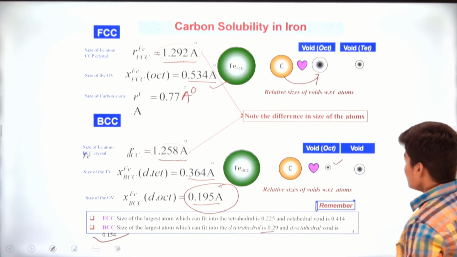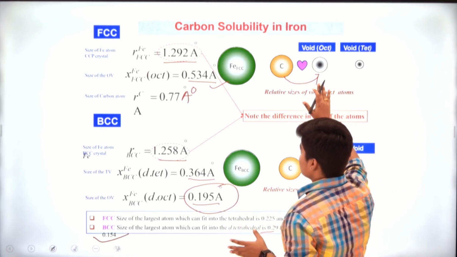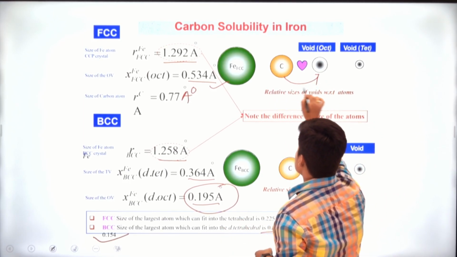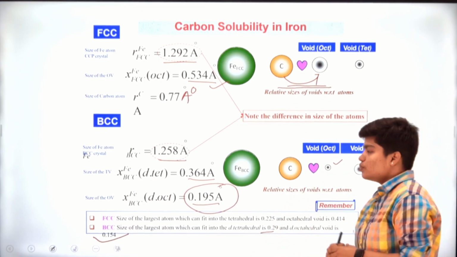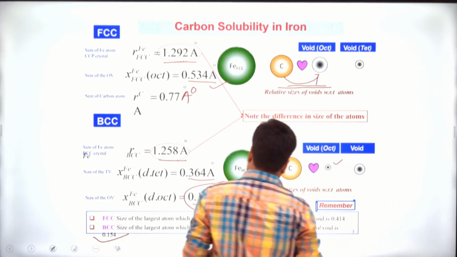So carbon atoms can fill the octahedral void of FCC more completely than that of BCC. The conclusion: the concentration will be more in the FCC structure due to the small difference in the relative size of the void with respect to carbon atoms. Okay.